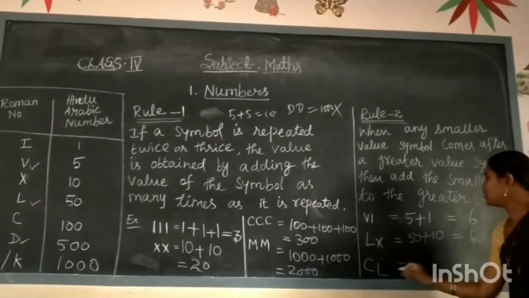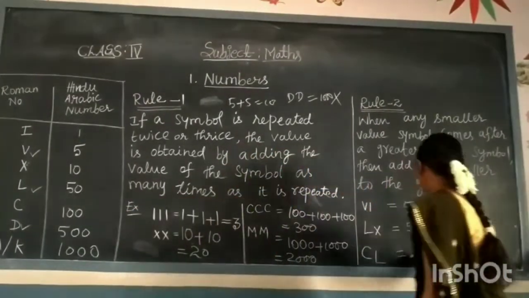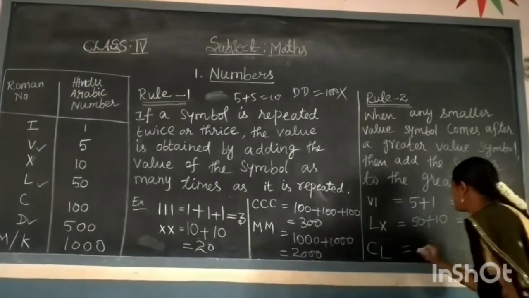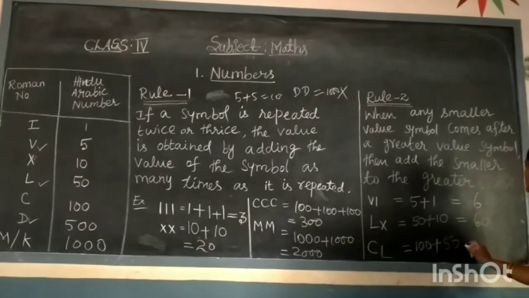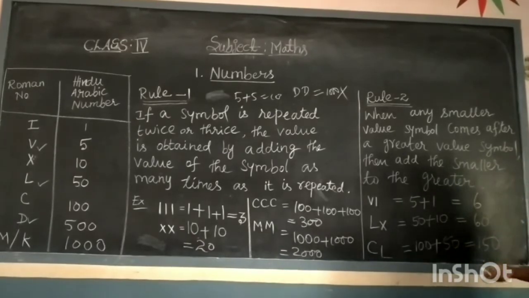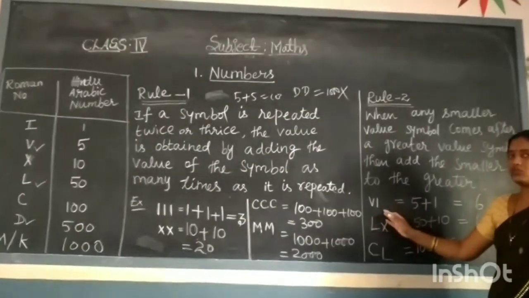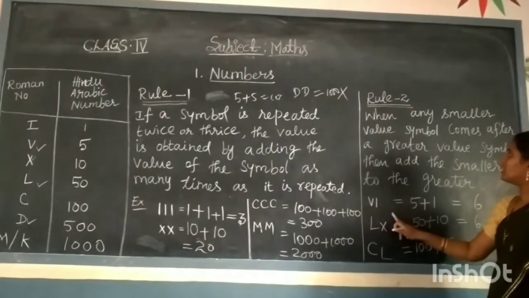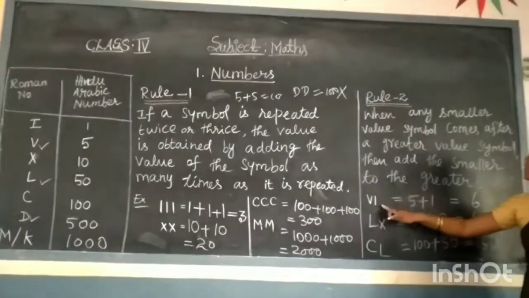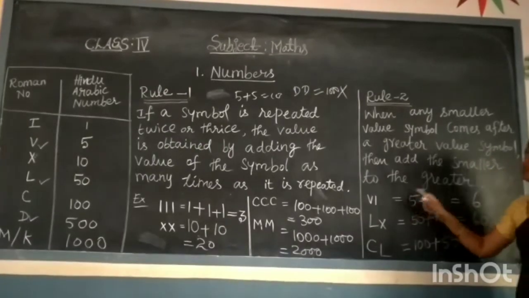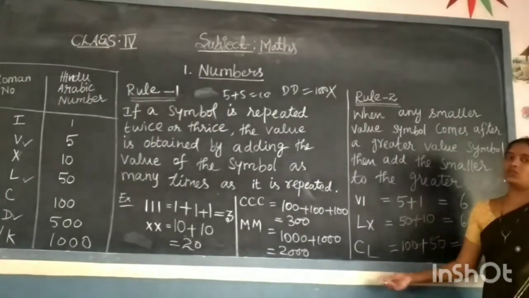Then, the value of C, compare with the table column, the value of C is 100. So, 100 plus, what is the value of L? 50. So, 100 plus 50 is 150. Very easy. If any symbol is coming after the greater value, you have to add both the numbers. When any smaller value symbol comes after the greater value, you have to add the smaller to the greater. That's all. Now we will move to the third rule.